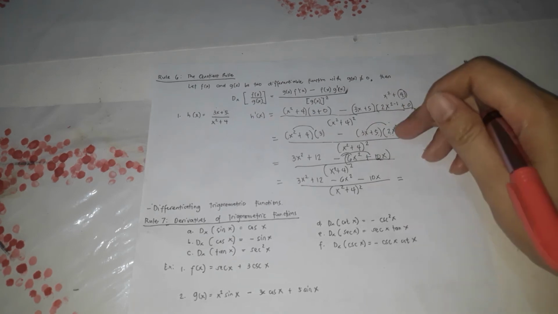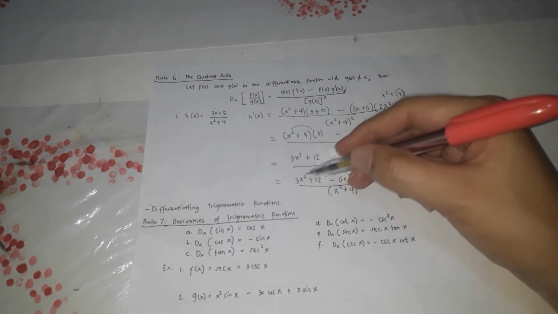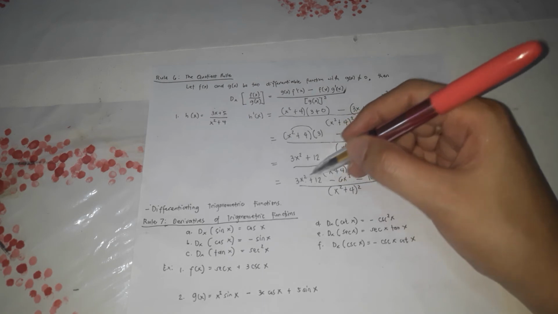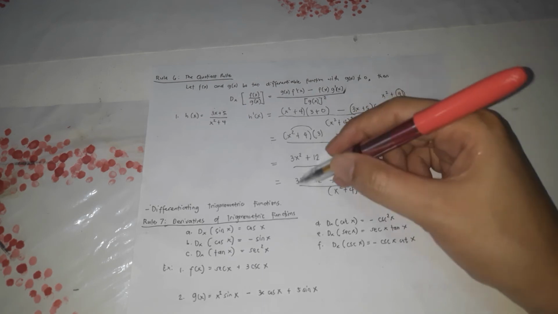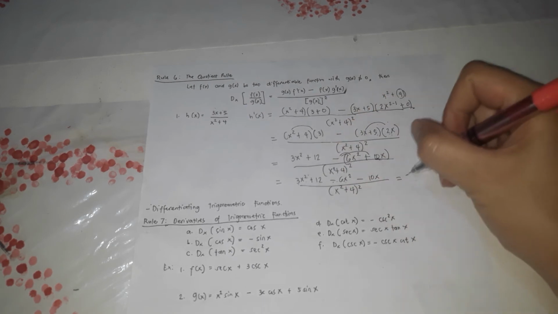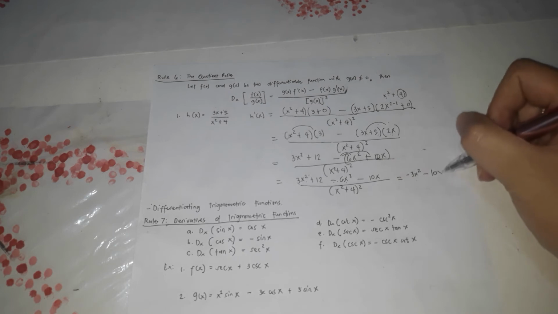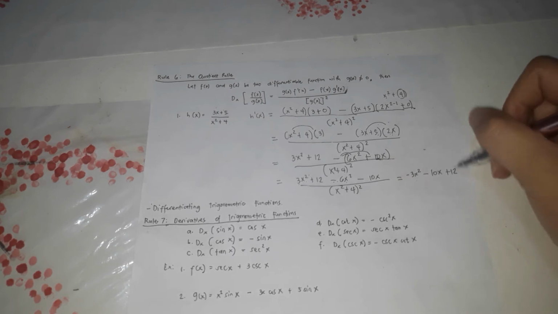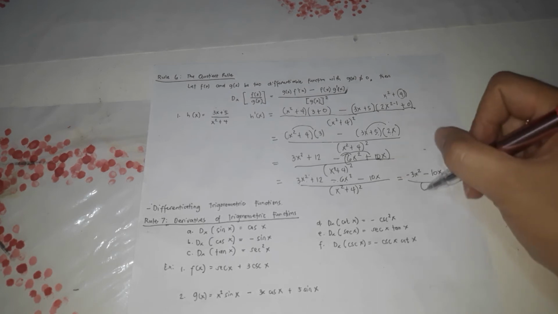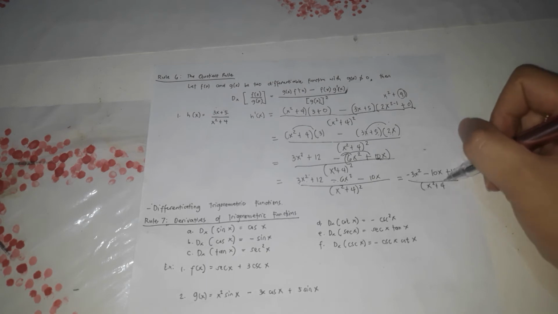This is also equal to 3 when you combine the squared terms: 3x squared minus 6x squared is negative 3x squared. Then minus 10x plus 12, over x squared plus 4, squared. So this is the answer. The quotient rule is quite complicated.